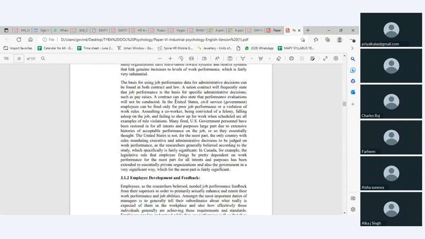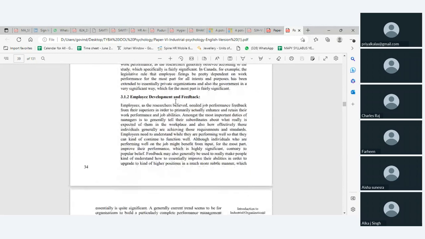Second purpose is development and feedback. As I said, any kind of performance appraisal is not just for the increment, it is for development also, because during performance appraisal, we give feedback. There is feedback for managers, there is feedback for employees also, and both feedbacks help each other to grow. We call it feed forward.